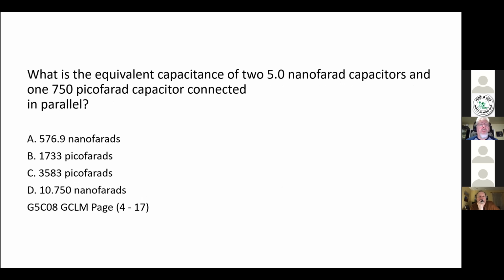What is the equivalent capacitance of two 5.0 nanofarad capacitors and one 750 picofarad capacitor connected in parallel? A, 576.9 nanofarads, B, 1,733 picofarads, C, 3,583 picofarads, or D, 10.750 nanofarads. Delta.